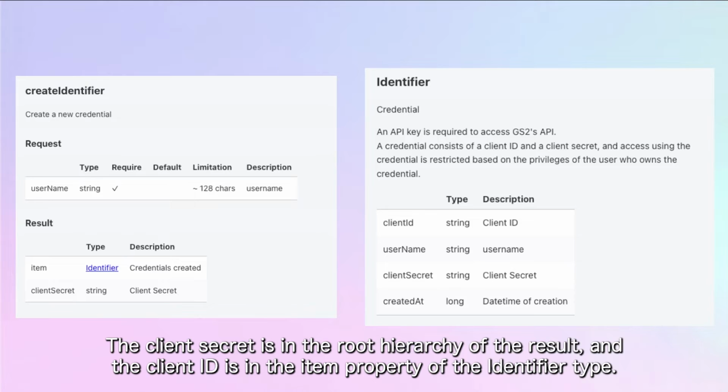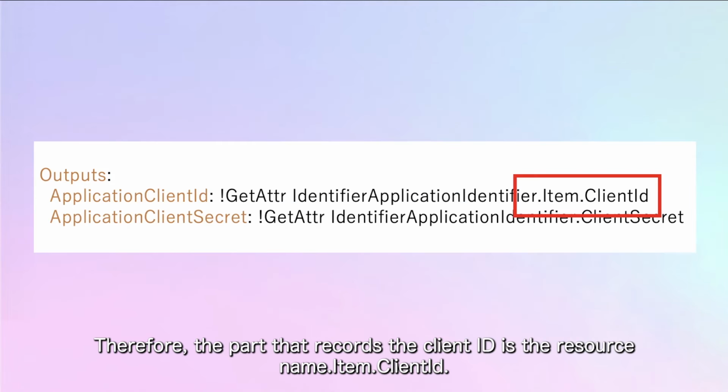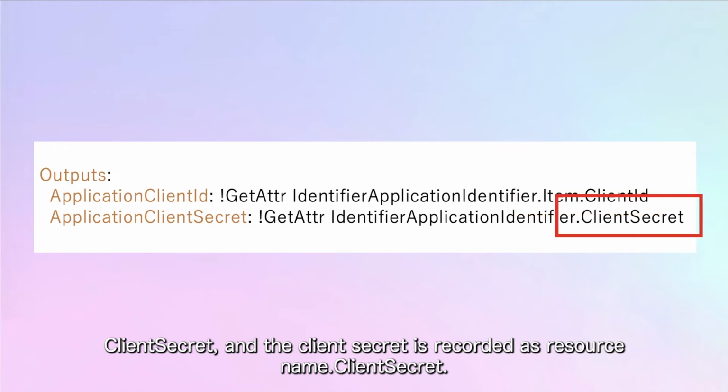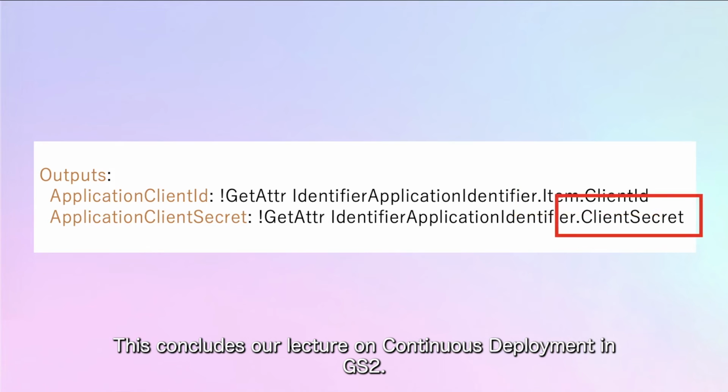The client secret is in the root hierarchy of the result, and the client ID is in the item property of the identifier type. Therefore, the part that records the client ID is the resource name, item clientId, and the client secret is recorded as resource name, client secret. This concludes our lecture on continuous deployment in GS2.